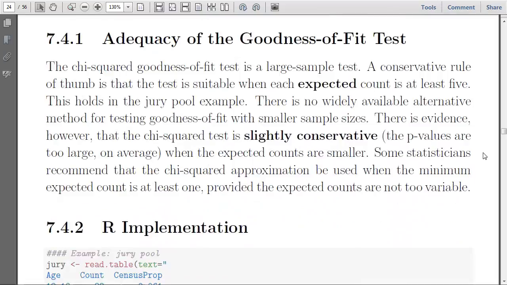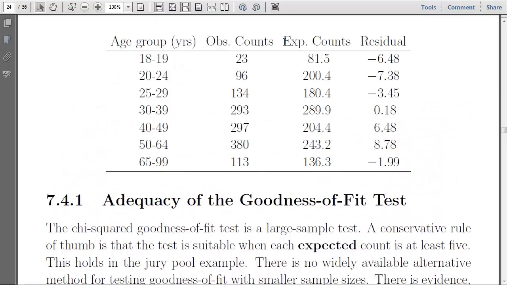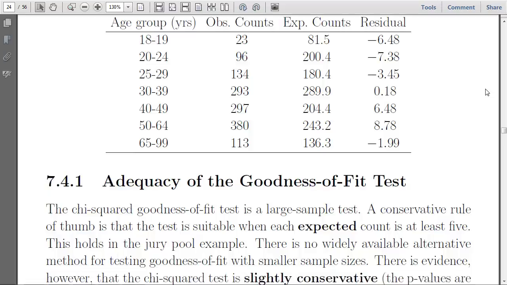Okay, so what are the adequacy or model assumptions for the goodness of fit test? One conservative rule is that the expected count should be at least 5 for each category. So let's compare that here. Here are all of our expected counts, and all of those in this case are greater than 5. So good. We should feel pretty confident that the result of this test can be trusted.